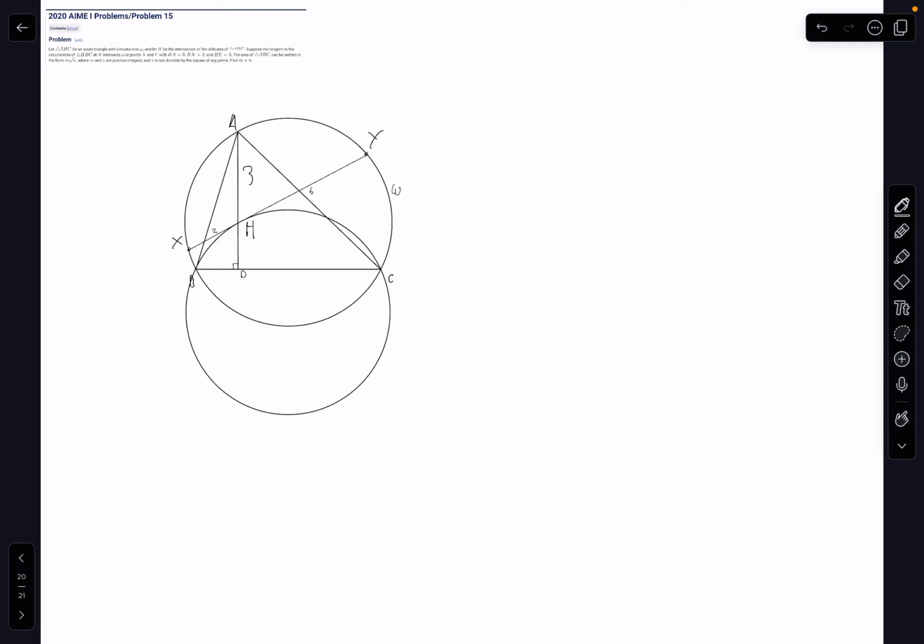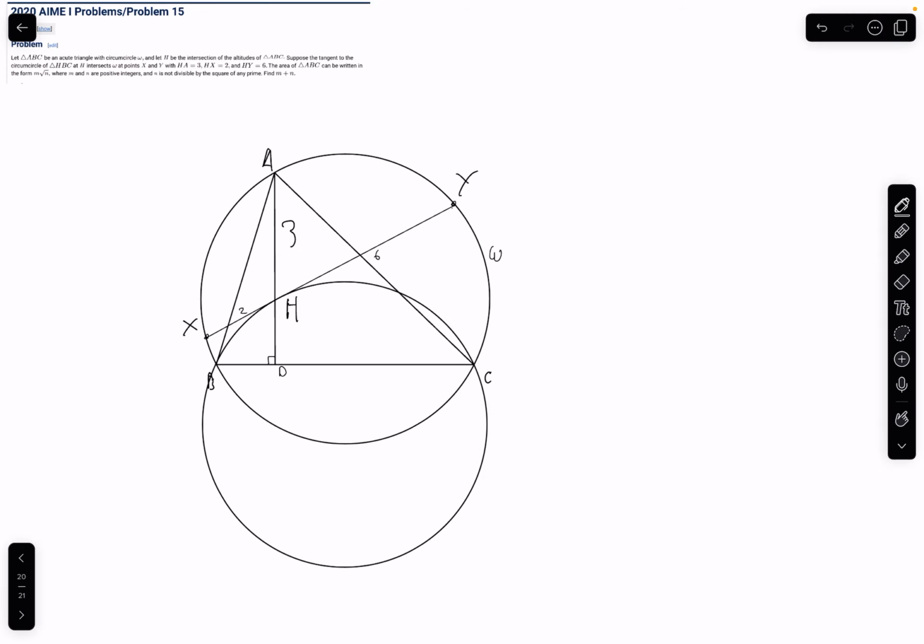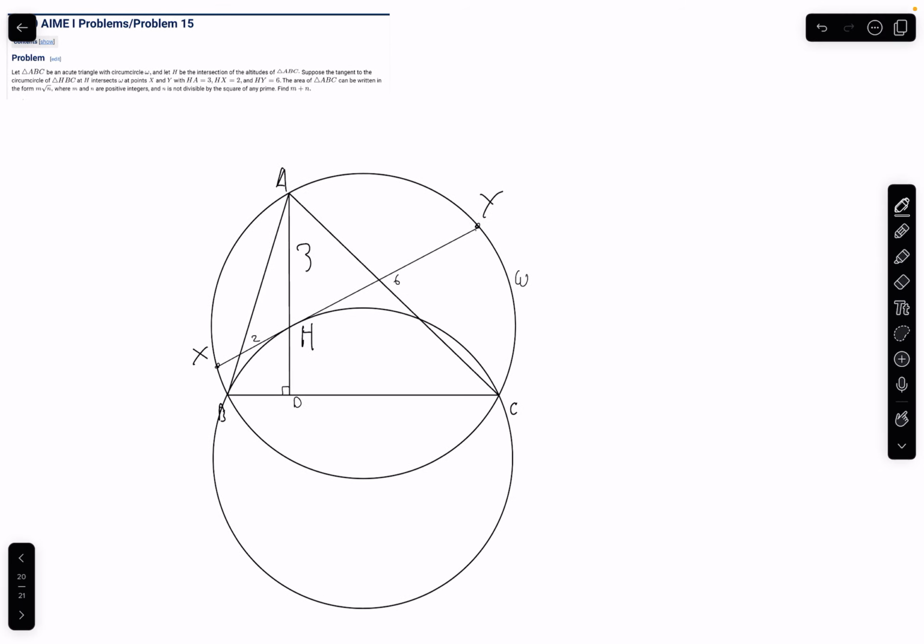So I've pre-drawn the diagram for this problem because it takes a little bit of time to draw, and just for the sake of saving that time, I've drawn it earlier, and I can just explain the problem from here. Or you can pause the video and read it.